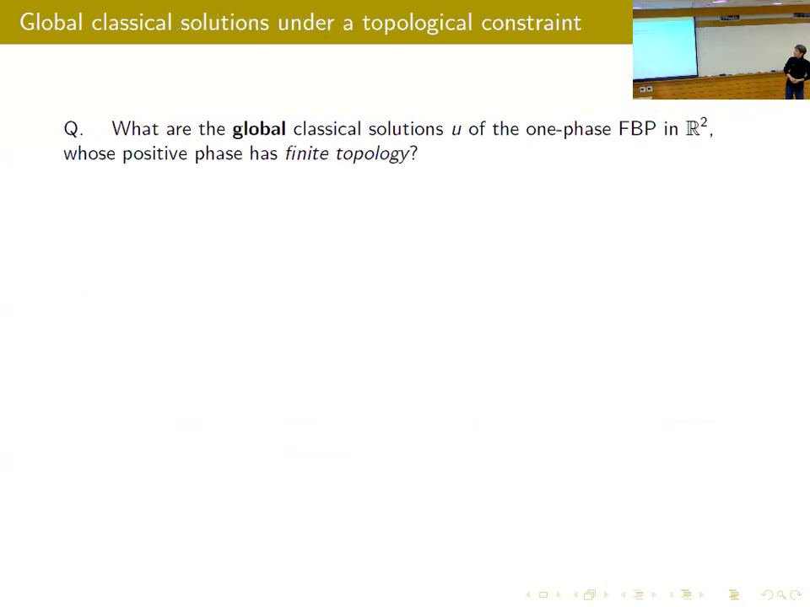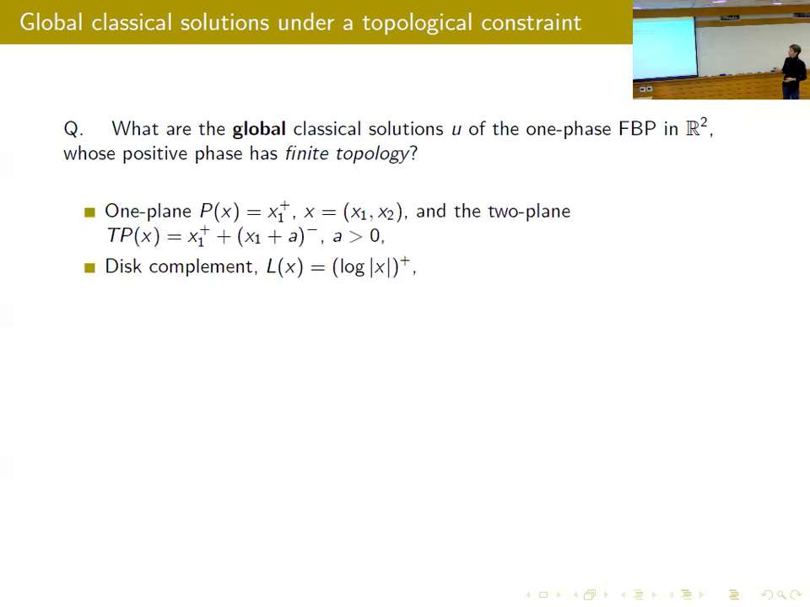So, right, let's start with global solutions under the topological constraints. And here I'm going to start with just 2 dimensions, R2. So what are the global classical solutions of the one-phase free boundary problem whose positive phase has finite topology? By that I mean the free boundary has finitely many components. Okay, so finite connectivity of the free boundary.